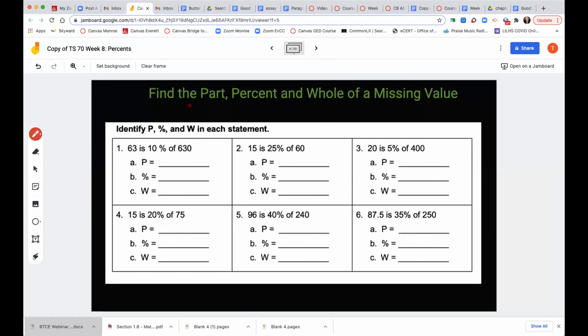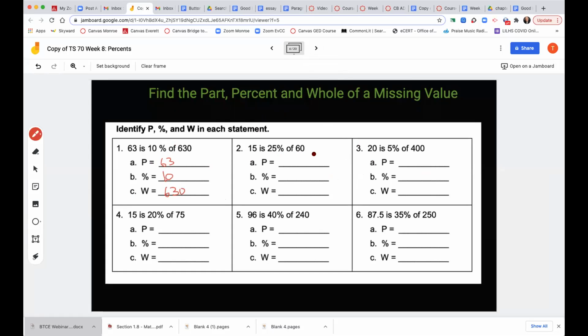All right. So find the part, percent, and whole of a missing value. This is just more practice, so I'm going to review again. 63 is 10% of what? So here's your percent, 10. 63 is the part, and the whole is 630. Just practicing some more.